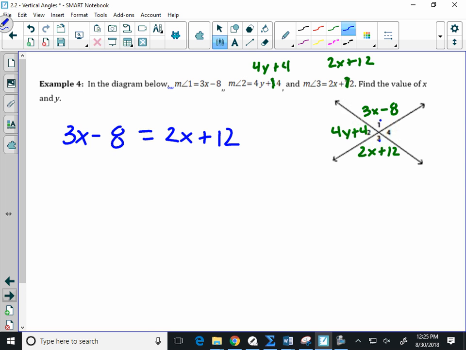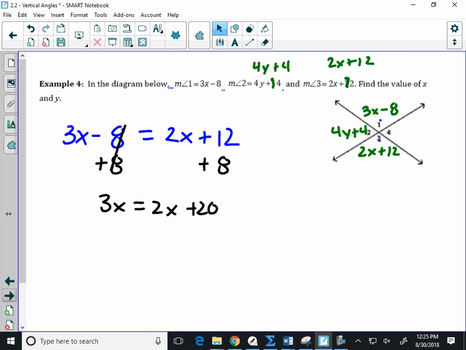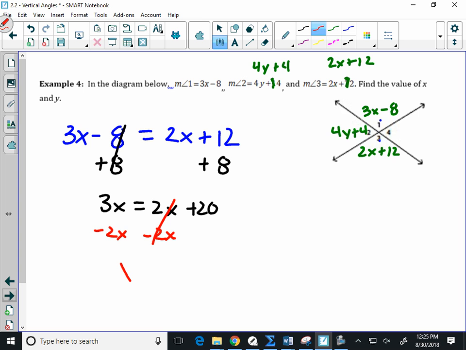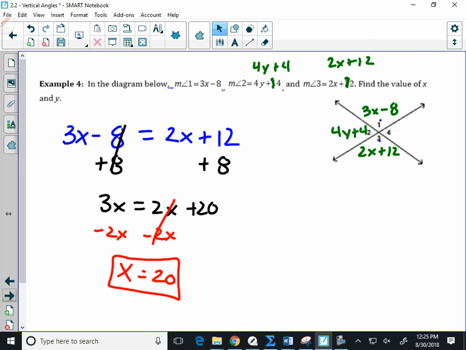And then solve. What's our first step in solving? So we get 20. What's our next step? Chris, what are we going to do next? Oh, subtract 2x. So we get that x is equal to 20. So we found x. Perfect.